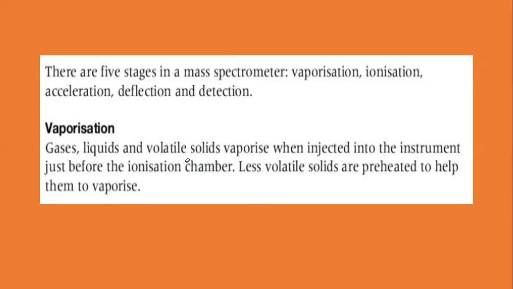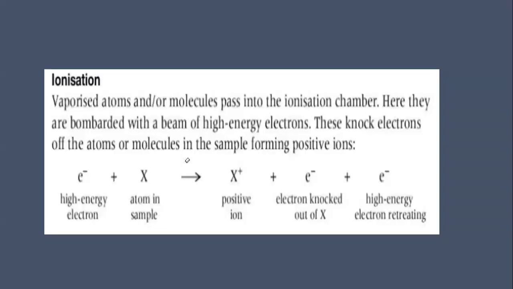Okay, so the gas, liquid, or solids are vaporized before being injected into the instrument, and then from there it goes to the ionization chamber. Less volatile solids are preheated so that they can get vaporized. Then we get to the ionization chamber where a molecule or an atom of an element X is bombarded with a high energy electron, e minus, to give you X plus. That's what we call the molecular ion. The molecular ion has its own peak. We call it the molecular ion peak.